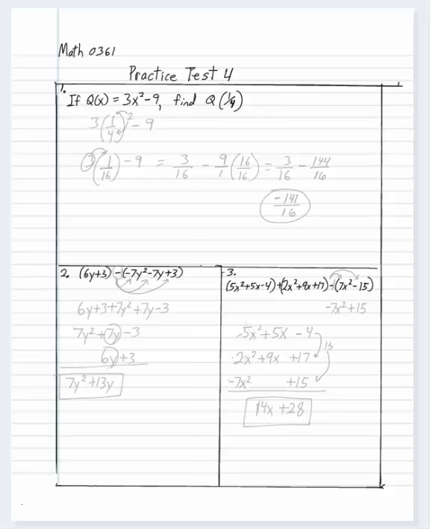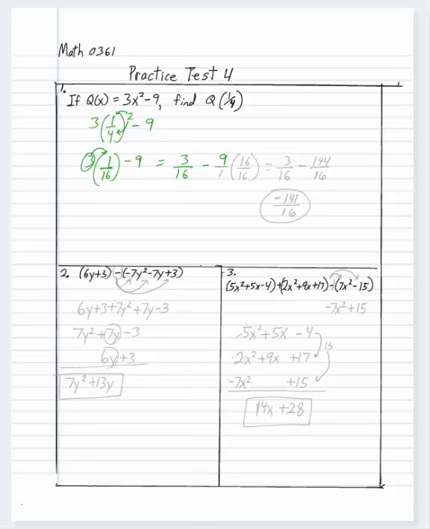The first question says, if q(x) equals 3x squared minus 9, find q of 1/4. All this means is replace x with 1/4. And let's solve. First I'll square the 1 and the 4. 1 squared is 1, and 4 squared is 16. Next, this 3 will multiply to this 1, so it'll become 3 over 16 minus 9.